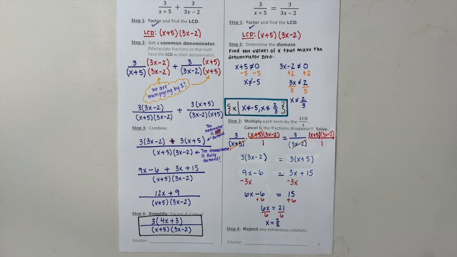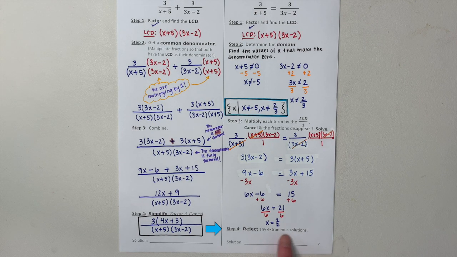But before we write our final answer, we have to make sure to take a look at step 4. Step 4 is to reject any extraneous solutions. Sometimes when we're solving rational equations, we can get extraneous solutions. These are solutions that actually aren't valid.